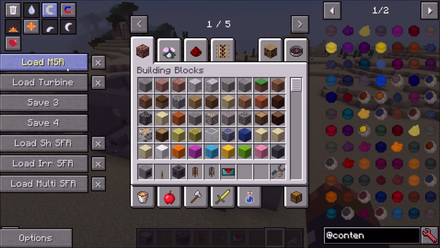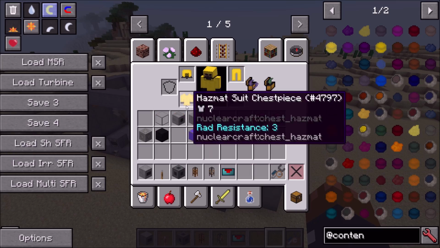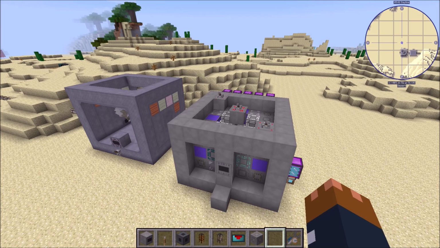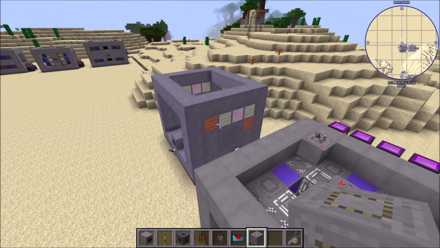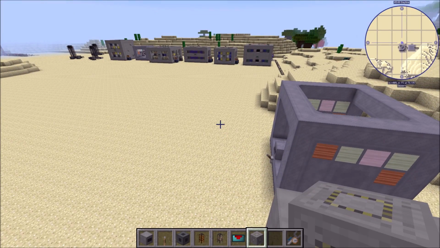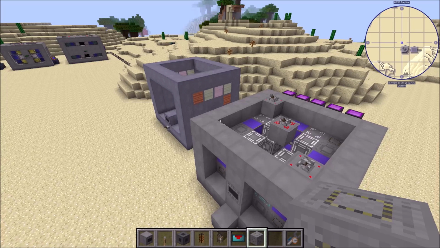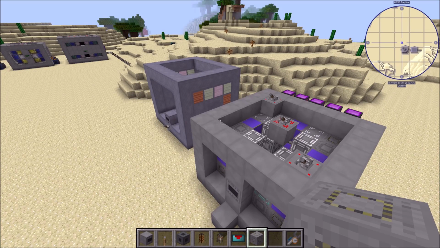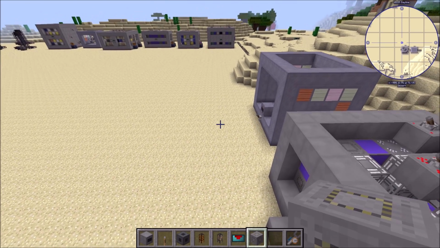So I'll just load up an MSR here, and I'll get some vessels to show what I want to do. At the moment, vessels work exactly the same way as cells in solid fuel reactors, i.e. they're all independent, and they all have their own flux levels, and they all need to reach a criticality factor based on the fuel they hold, etc., etc., etc.